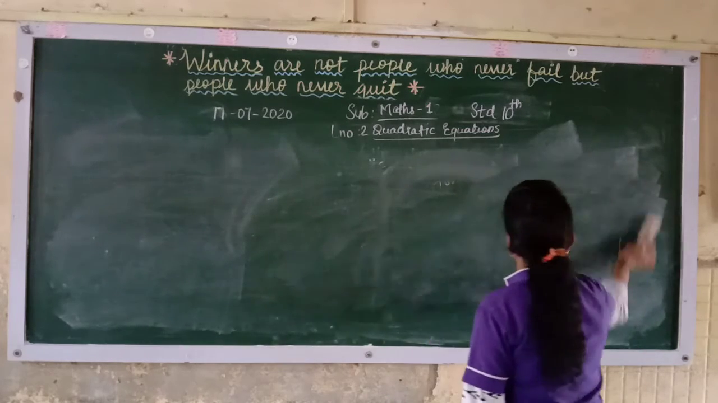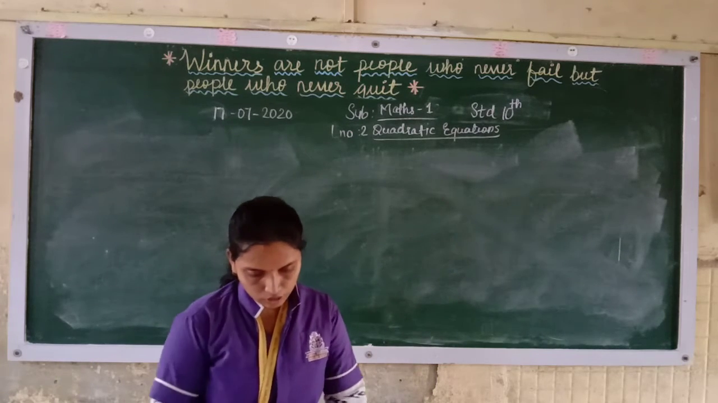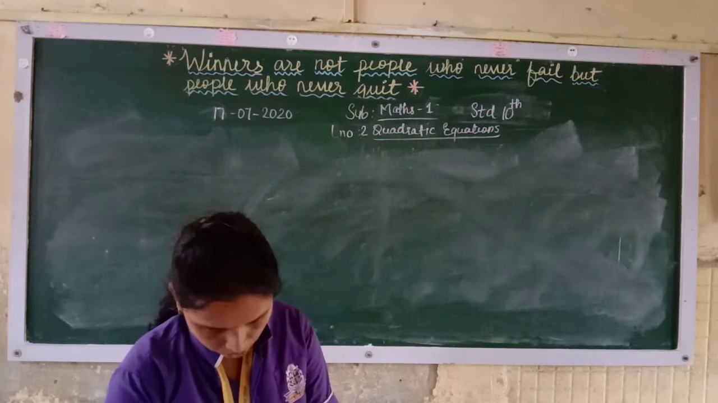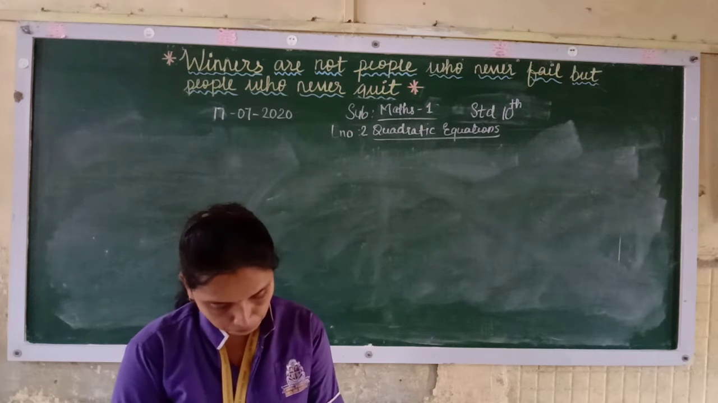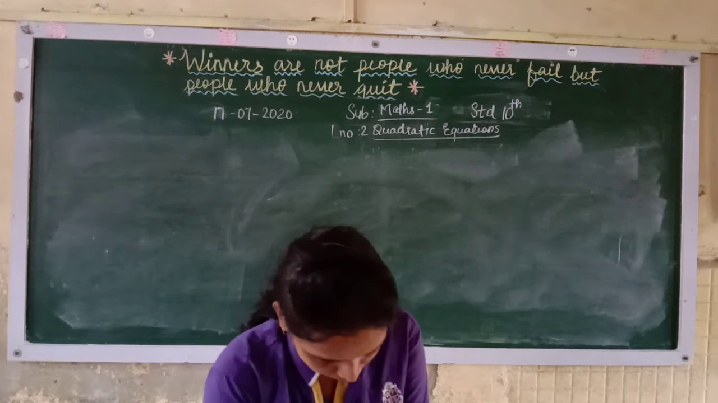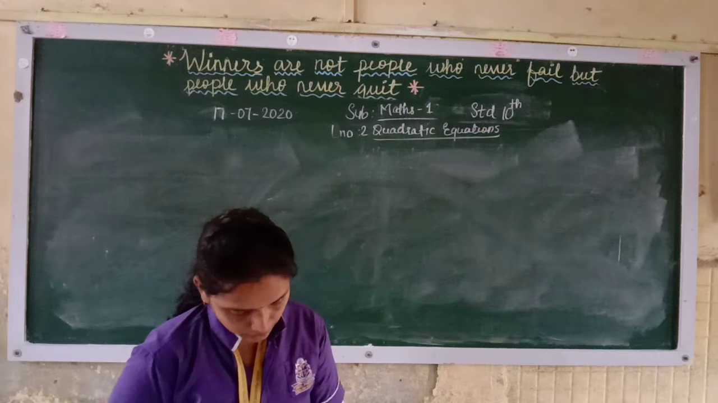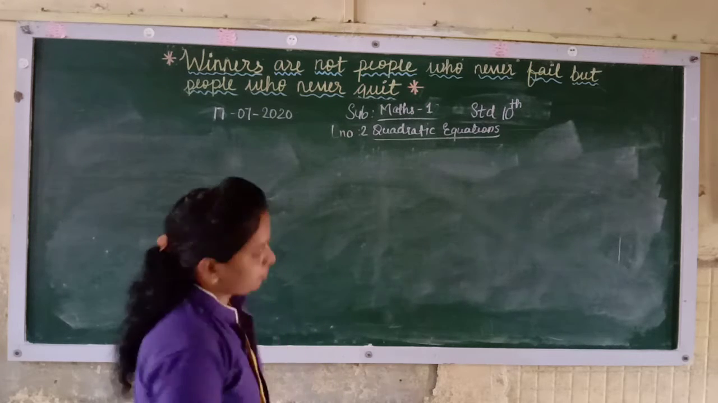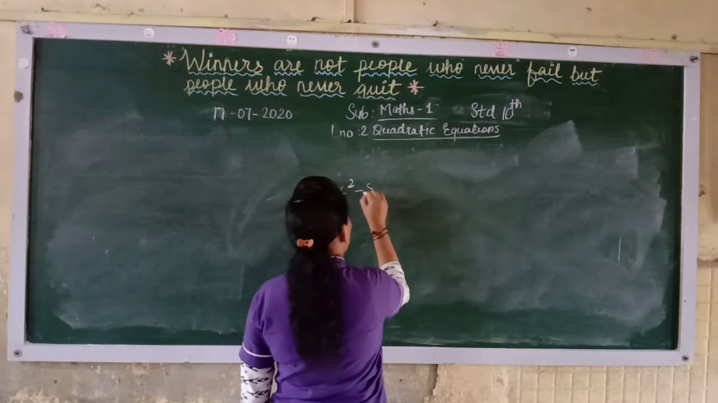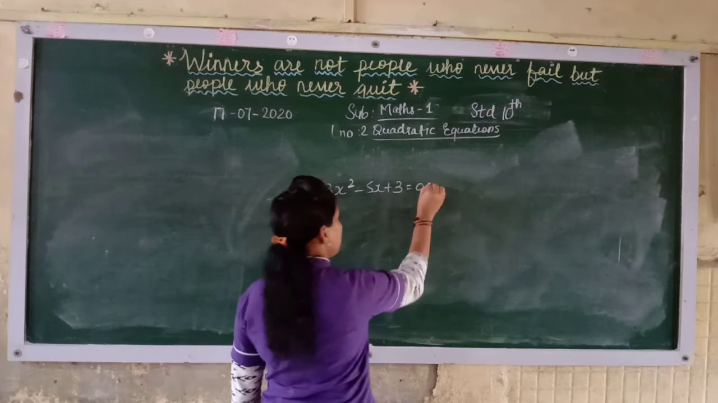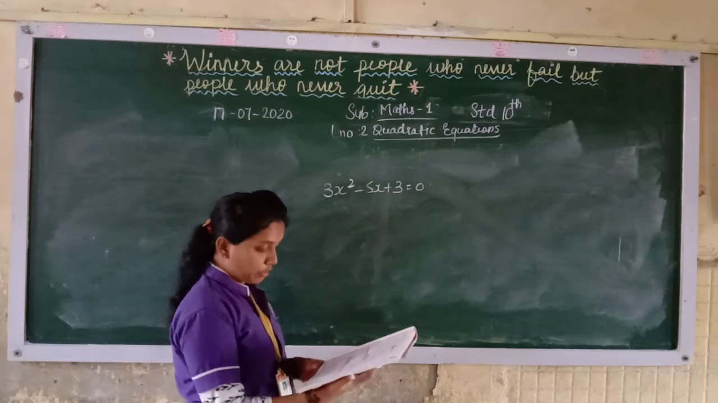Further, now decide whether the following are quadratic equations or not. So for this, now we will take one example over here. For example, it is 3x square minus 5x plus 3 equal to 0. We have to tell whether it is a quadratic equation or not.